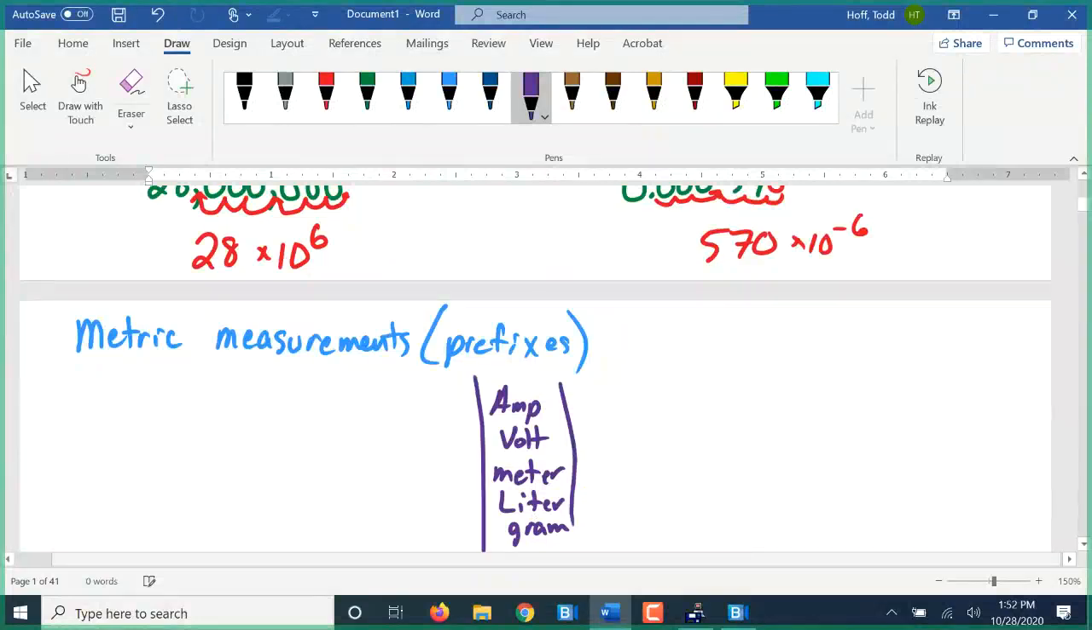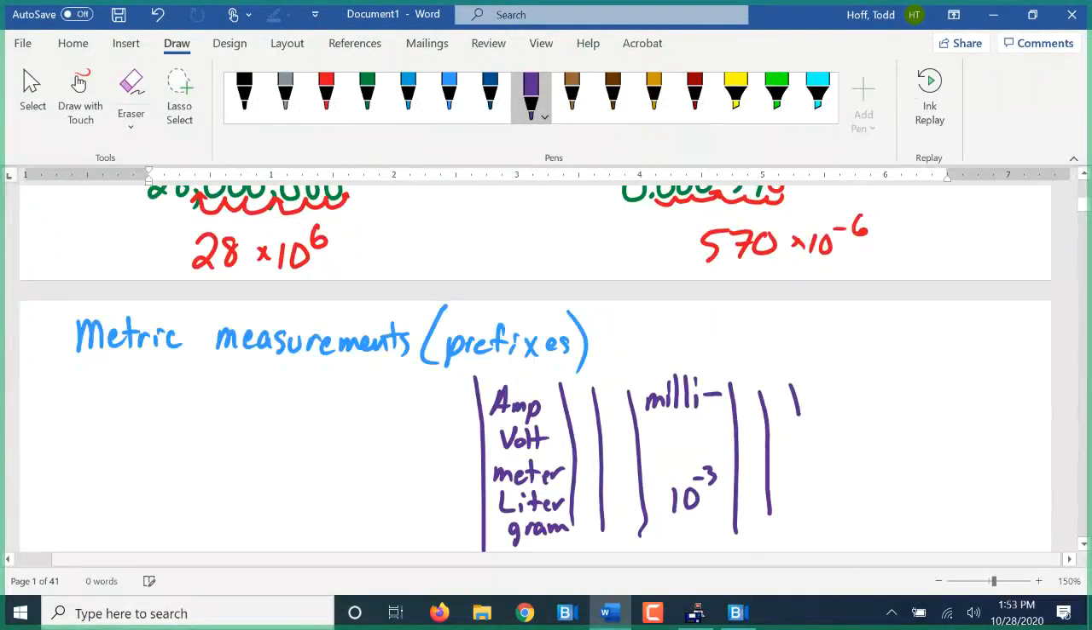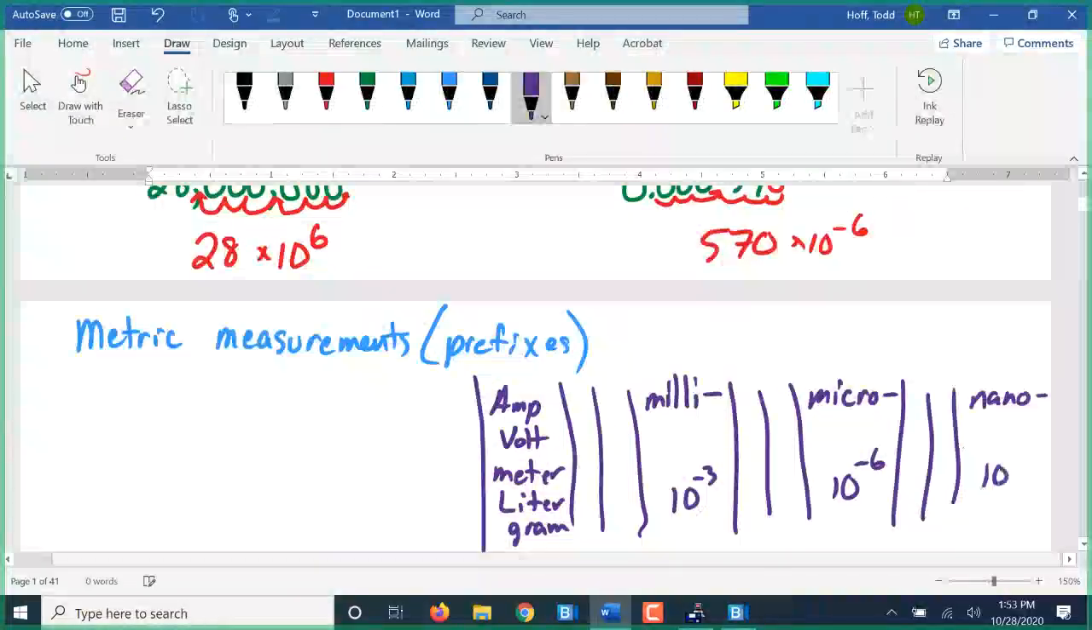And we said we tend to not use the 1/10th and the 1/100th. We tend to skip to the milli, which is 1/1000th. Well, that's 10 to the negative 3. Then after that, we don't even have prefixes for 10,000, 100,000. We go to micro, which is a millionth, which is 10 to the negative 6. Then we go to nano, which is a billionth, or 10 to the negative 9th.